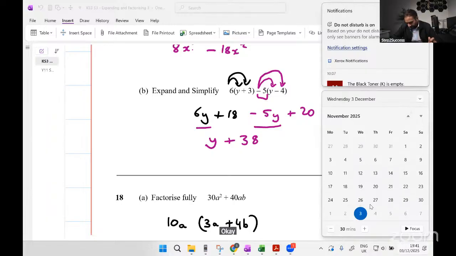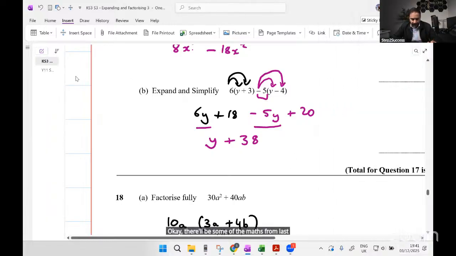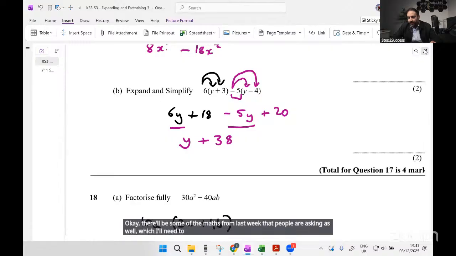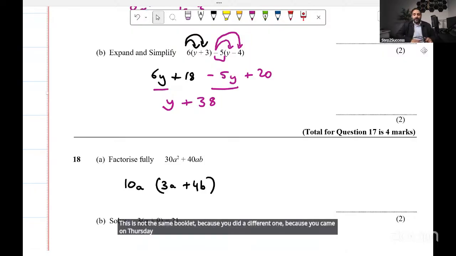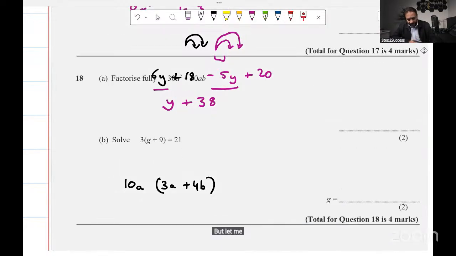Okay. There'll be some of the maths from last week that people are asking as well, which I'll need to just go over in a second. But I can see the person who's asked that. Year 8, question 12. This is not the same booklet because you did a different one because you came on Thursday. So I'll need to get back to that, which I'll show you in a moment. But let me finish this and I'll go back to that.